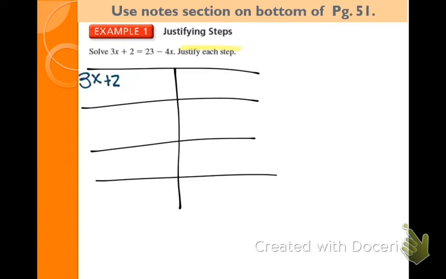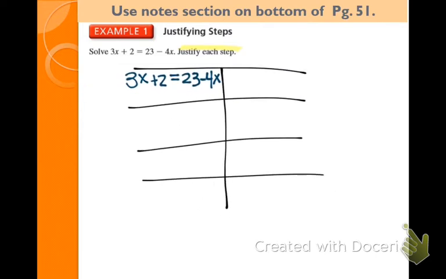3x plus 2 equals 23 minus 4x. I always move the smaller x. What is the smaller x here? That negative 4x. So how would I move that negative 4x? Add it to both sides. So, what property am I using? The addition. So you're going to say add in the other column, property of equality.